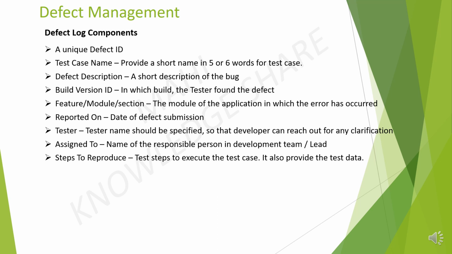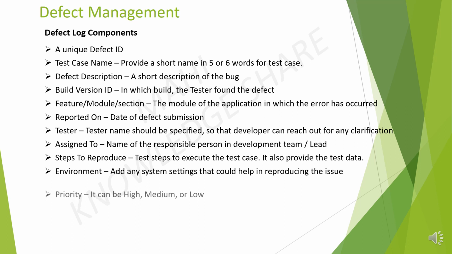Provide details on how to reproduce the defect. Ensure sharing the test data used during testing. Add any system setting details that could help in reproducing the issue. Provide test environment detail. Ensure providing the defect priority for fixing the defect. It can be high, medium or low.